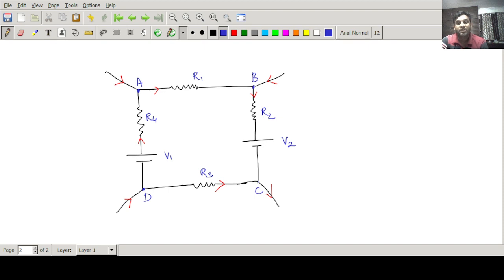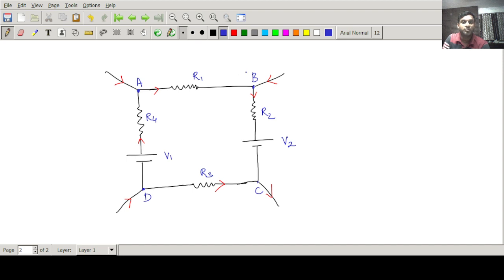Continuing from the last class, where we talked about the sign of the battery and the sign of the IR drop, now I have given a circuit.